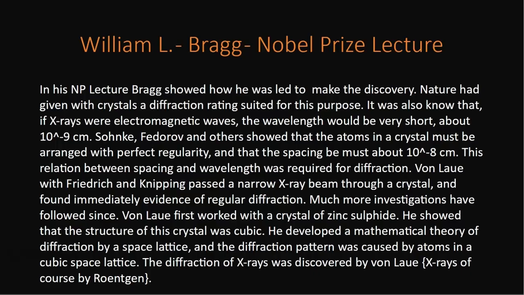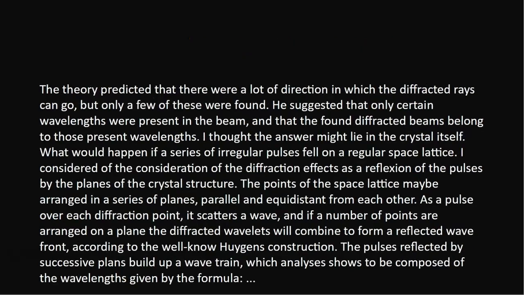X-rays, of course, were discovered earlier by Röntgen, also a Nobel Prize, the first Nobel Prize for Physics, 1901. The theory predicted that there were a lot of directions in which the diffracted rays can go, but only a few of these were found. He suggested that only certain wavelengths were present in the beam, and that the found diffracted beams belong to those present wavelengths. I thought the answer may lie in the crystal itself.